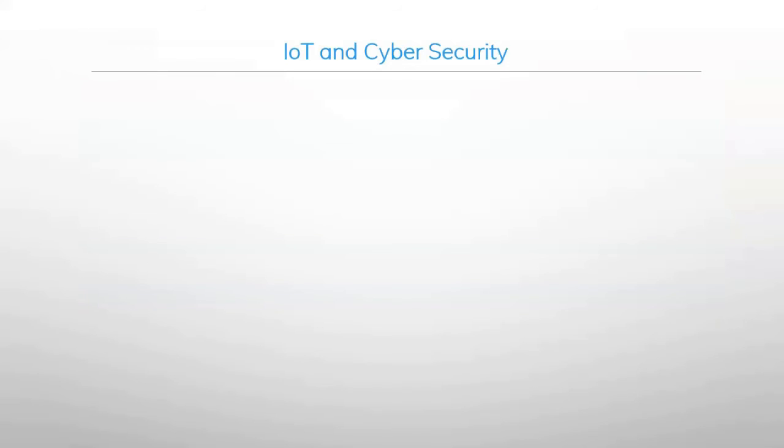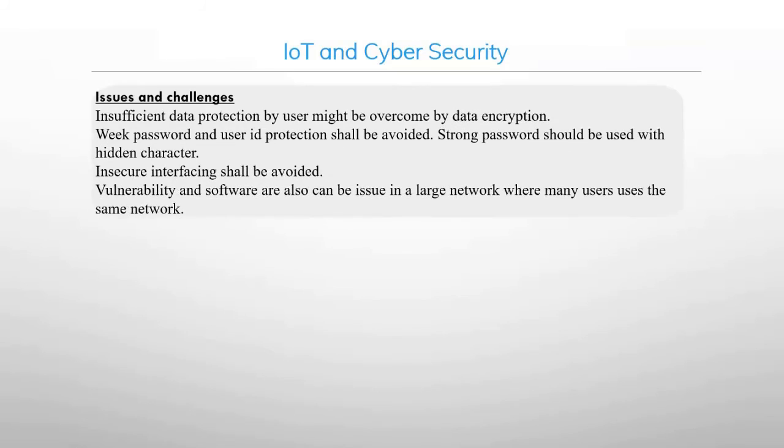Now I will talk a little bit about IoT and cybersecurity. First, I want to talk about the issues and challenges. What are the issues of IoT and cybersecurity? Insufficient data protection by the user might be overcome by using data encryption. It is the most important thing. And weak password and user ID protection shall be avoided. So we need to use a strong password, minimum 12 to 18 characters, maybe with special characters and hidden characters. And insecure interfacing shall obviously be avoided.